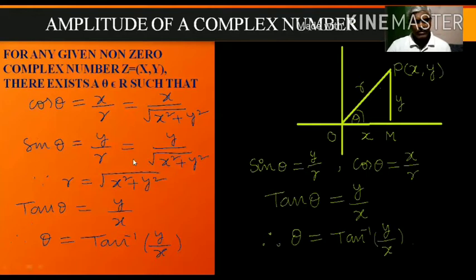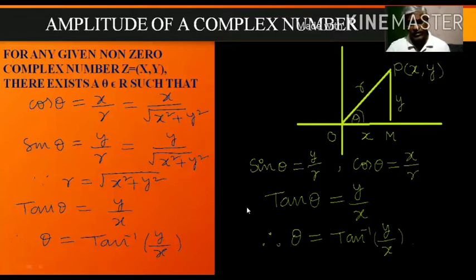So tan theta is sin theta by cos theta, so it will be y by x, and from this theta is equal to tan inverse y by x. So theta is the amplitude of the complex number, it is nothing but angle, and that will be tan inverse y by x. If you take the complex number x comma y, y is always the imaginary part and x is real part. So you can remember the amplitude is nothing but tan inverse imaginary part over the real part.